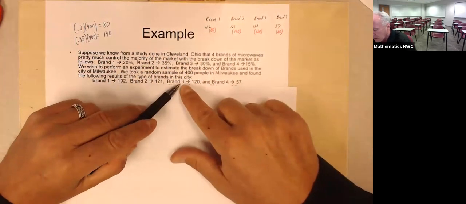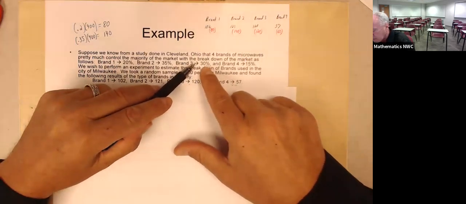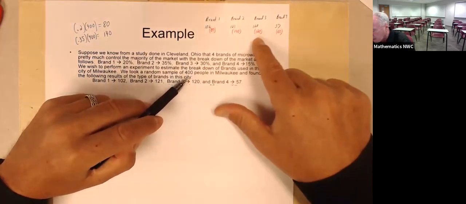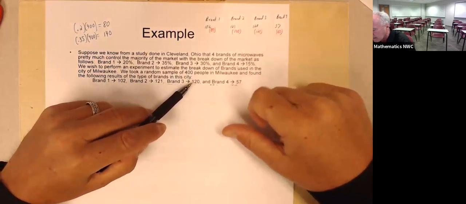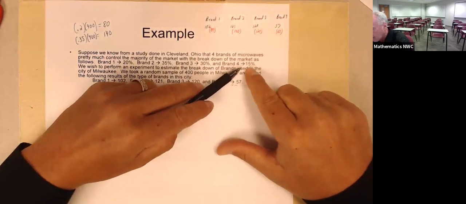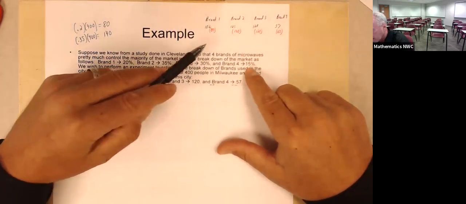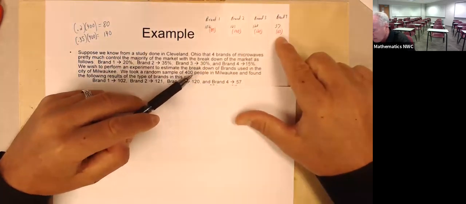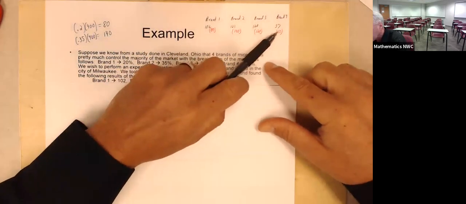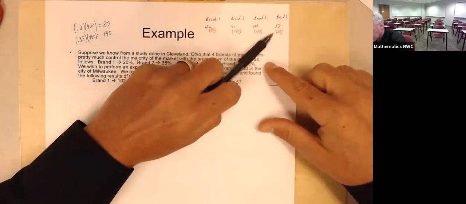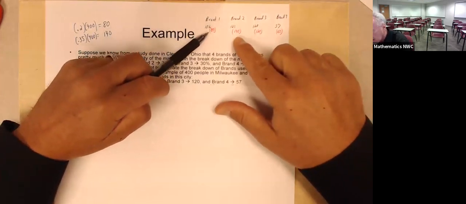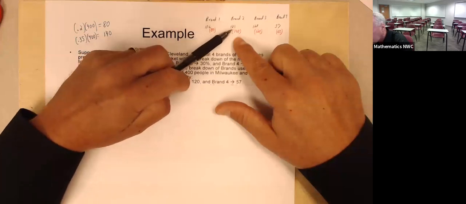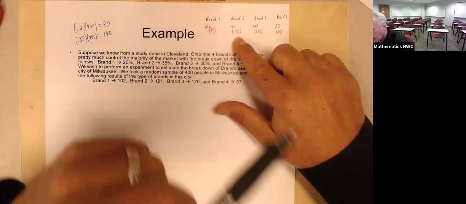What did I expect in brand 3? I expected 30% of 400, which was 120. And guess what? I got 120 exact. Brand 4, I expected 15%. 15% of 400 would have been 60. Well, do you see that these two, what I expected was pretty close. These two, not so much, especially this one. Well, actually, both of them about the same. This was 22 off. This was 19 off.